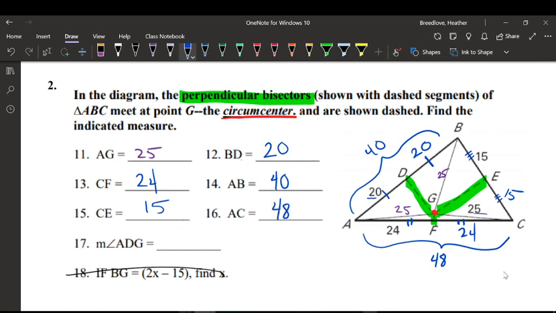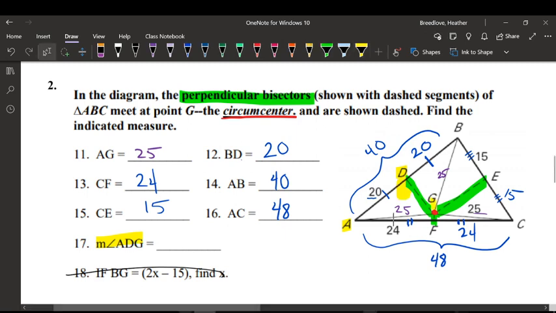And then the last one, number 17, is asking about an angle. It says the measure of angle ADG. A to D to G. So it's this angle right here. What is that angle measure?